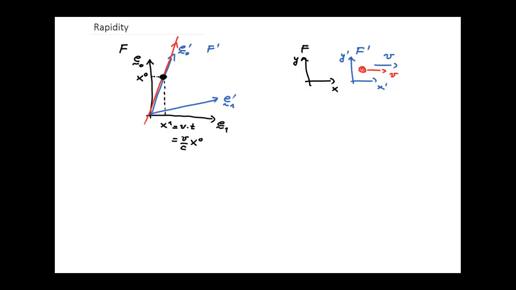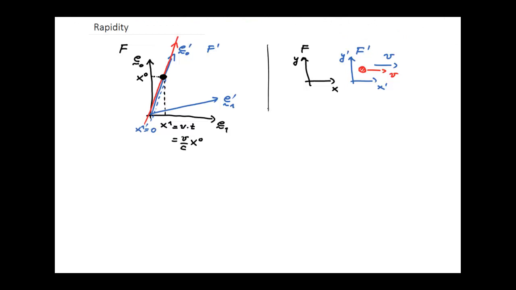What about the coordinates of this event in the blue frame, in the frame F primed? Well, relative to the primed frame, the object is at rest. So at any time, the object is at spatial coordinate x1 prime equal to 0. So this event has, let me try to indicate it like this, coordinate x1 primed, which is equal to 0.